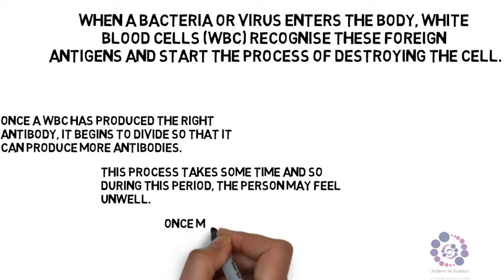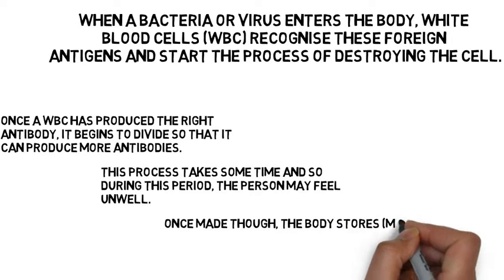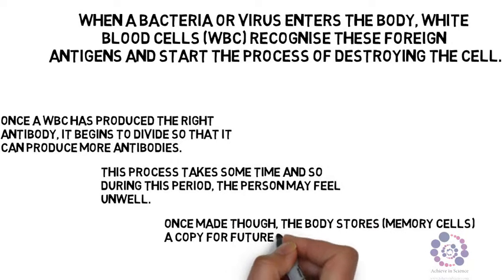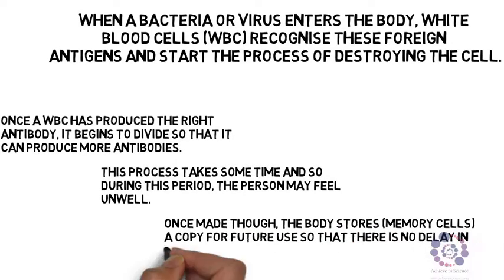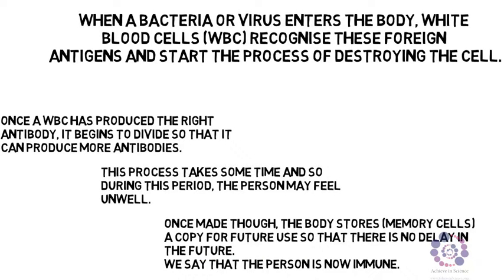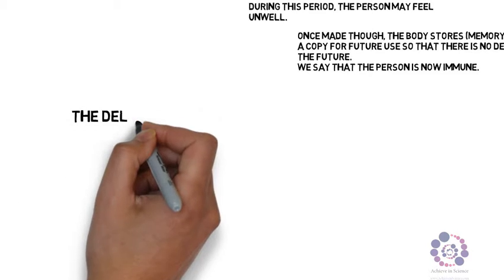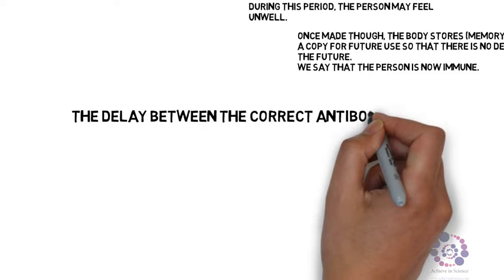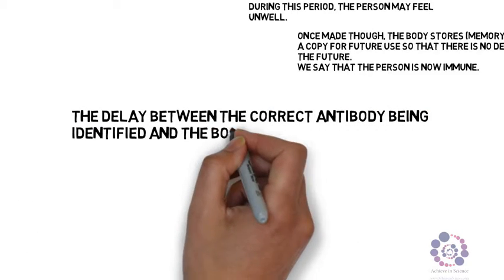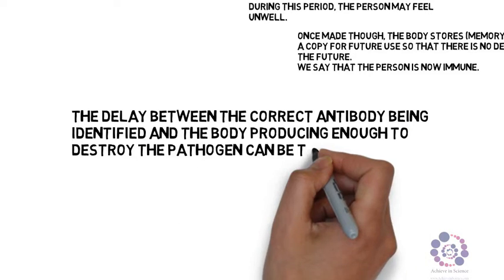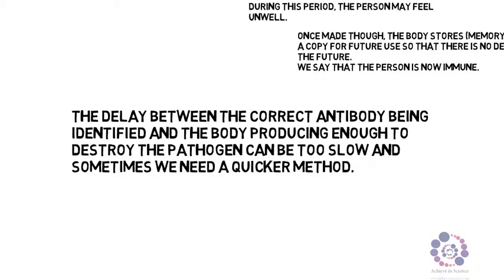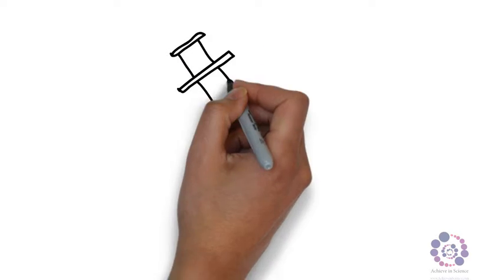But once the body has made this antibody, it's capable of remembering it for future use. So in future there is no delay in producing it. The person is said to be immune at this point. Now sometimes this delay in producing the antibody can be too long, and therefore we need a quicker alternative method. Let's look at the alternative.